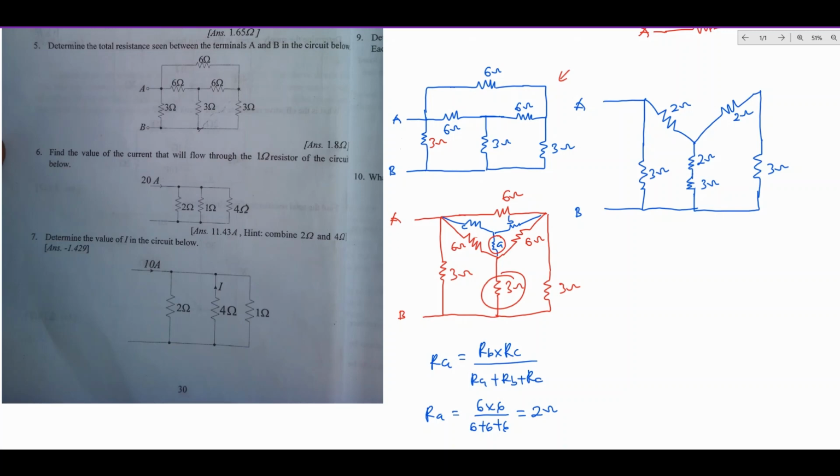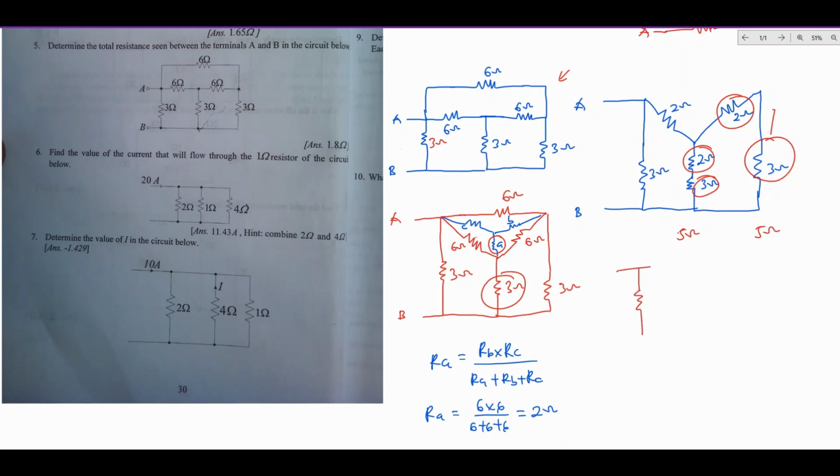So let's look at that. These 2 and these 3 are in series, so we can add them. So for the middle, we are going to have 5 ohms, and for this side also, we are going to have 5 ohms. So now let's redraw the circuit.